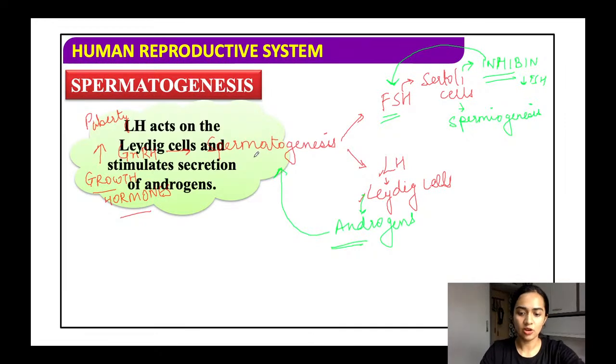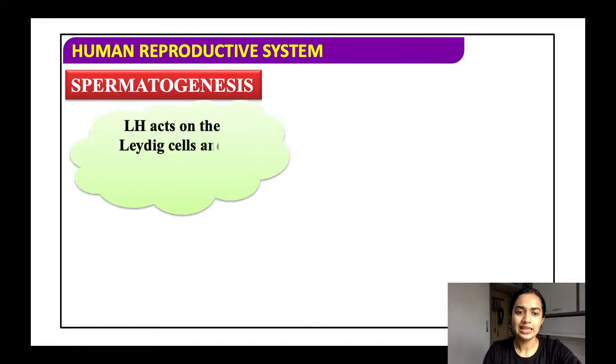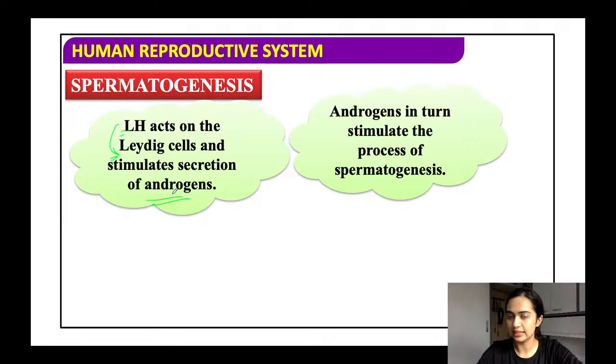We will revise this once more. LH acts on the Leydig cells. Remember, L and L, so it is easy. LH for Leydig cells. And it will secrete androgens. And androgens will stimulate a process called spermatogenesis.